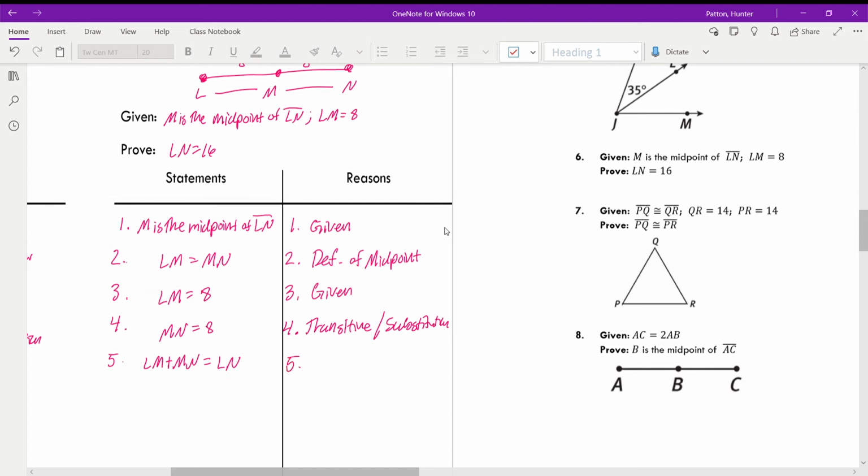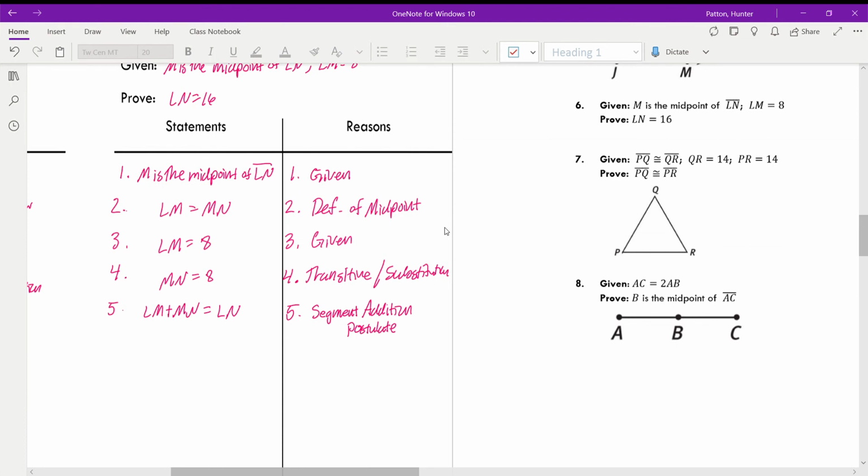So my point of doing this, I need to get LM somewhere in my proof because that's what my proof statement dealt with. So I use the segment addition postulate to introduce LN. And this is, of course, the segment addition postulate, or SAP, as I've been writing it. Now we know that both LM and MN are 8, so in one step we can substitute both of those in. 8 plus 8 equals LN. So this is a substitution.